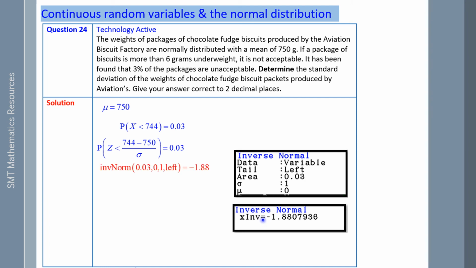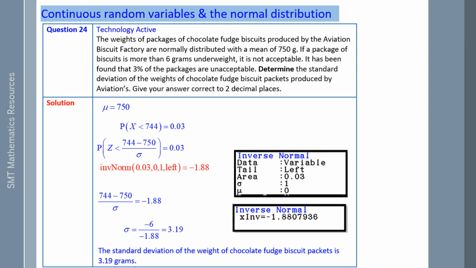So using the inverse normal button, we found that the z-score is negative 1.88, we can sub it in here. So 744 take 750 over sigma equals a z-score of negative 1.88. We can then rearrange. 744 take 750 is negative 6. We can rearrange and find the answer is 3.19. The standard deviation of the weight of chocolate fudge biscuit packets is 3.19 grams.